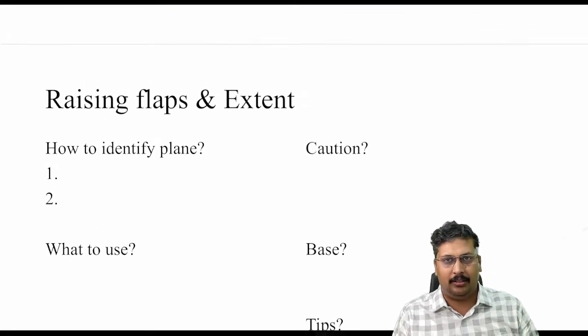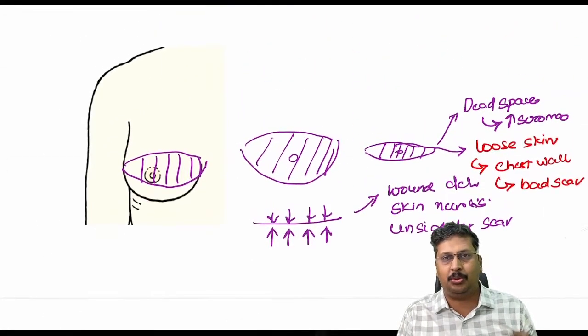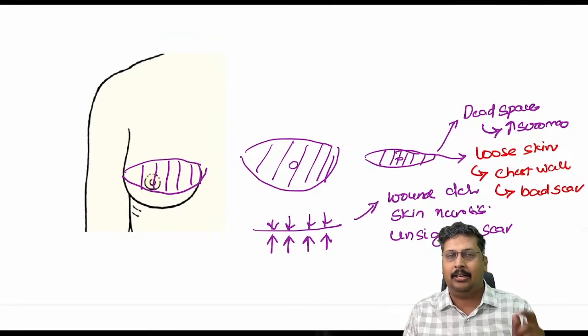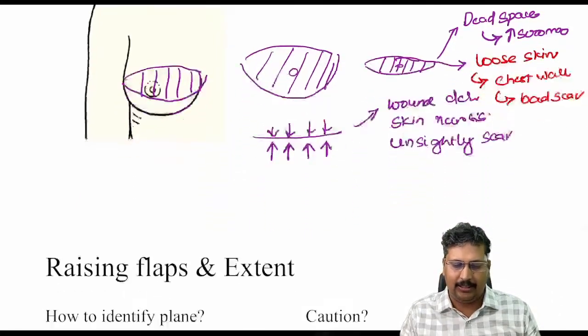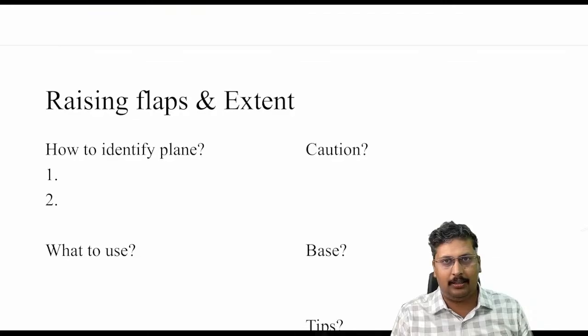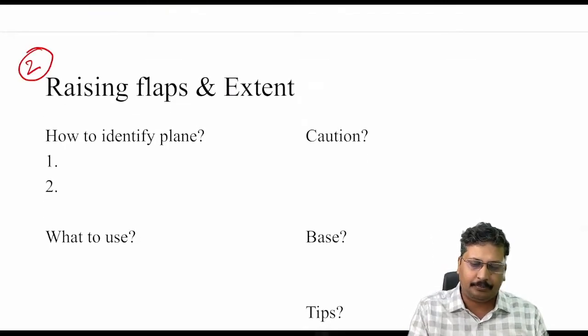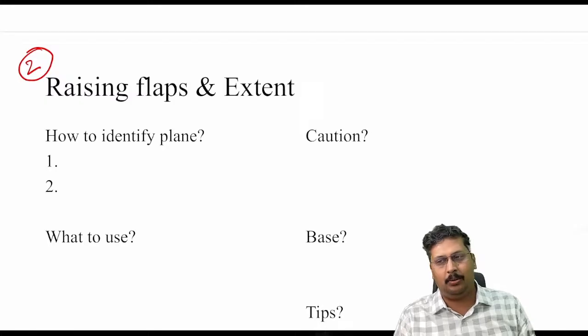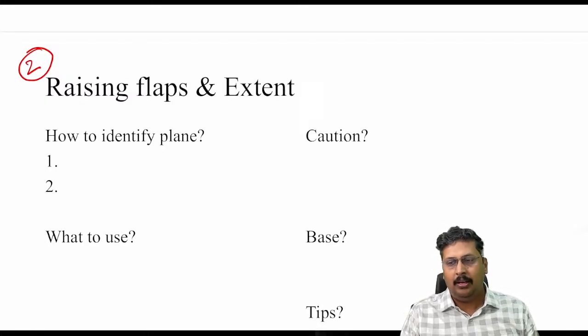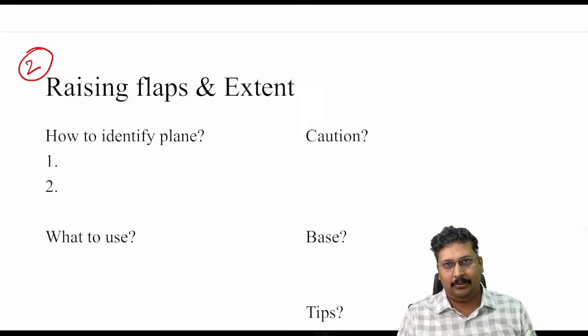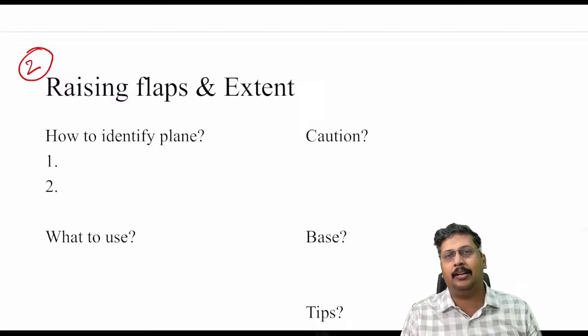So then, after the positioning, and when you have chosen the correct incision of correct length and correct width, the next most important aspect is raising the flaps. This is the second step in doing a good modified radical mastectomy. So how do you raise the flaps? The most important thing is how to identify the plane.